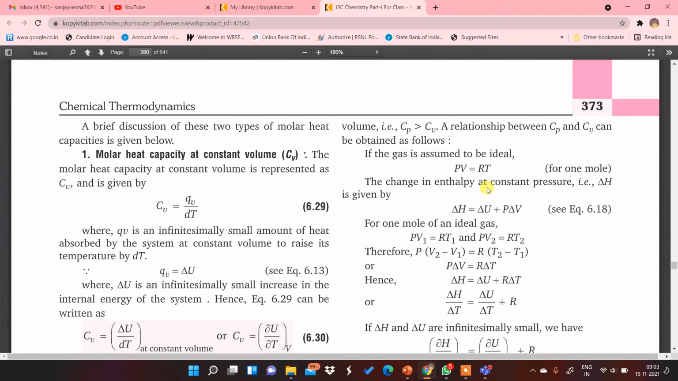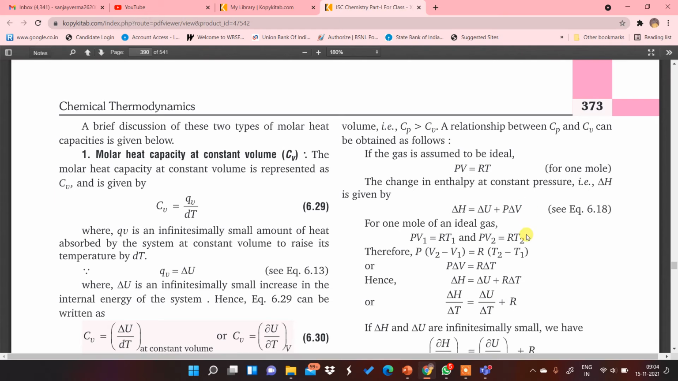The change in enthalpy at constant pressure, that is delta H, is given by the formula delta H is delta U plus P delta V. Now for 1 mole of a gas, PV1 is equal to RT1 and PV2 is equal to RT2 at constant pressure. Pressure is constant, so P(V2 minus V1) is R(T2 minus T1). So we can write P delta V is equal to R delta T. Now we know delta H is equal to delta U plus R delta T.